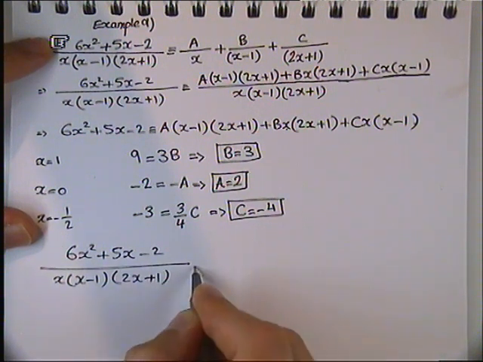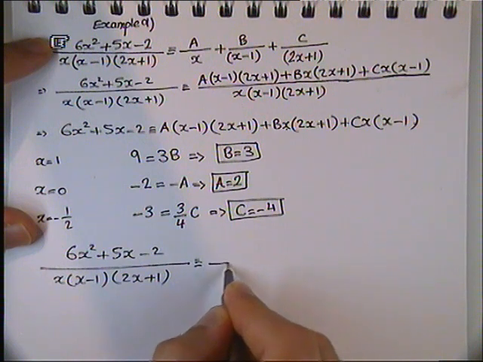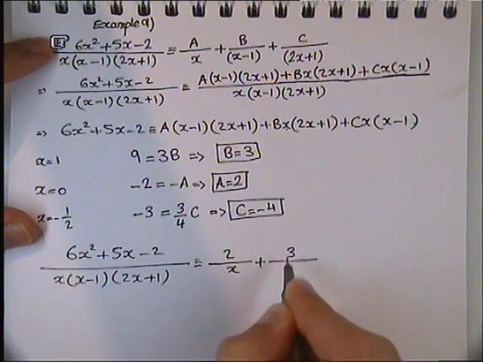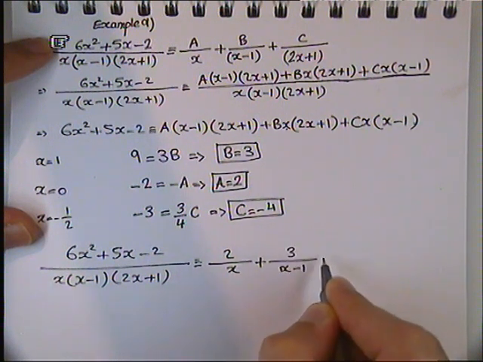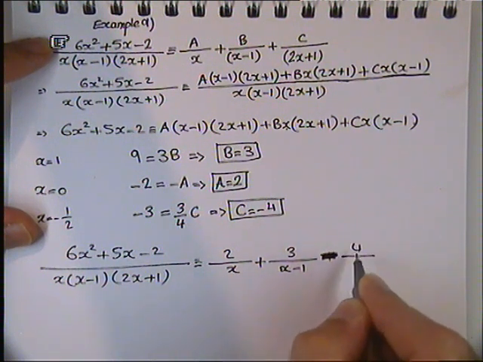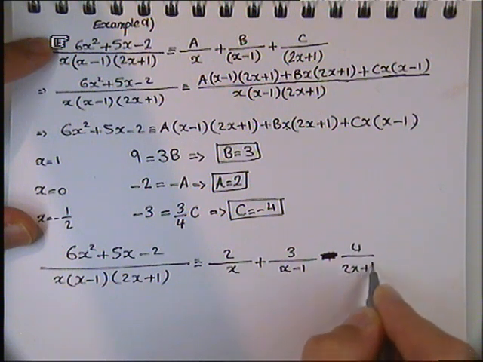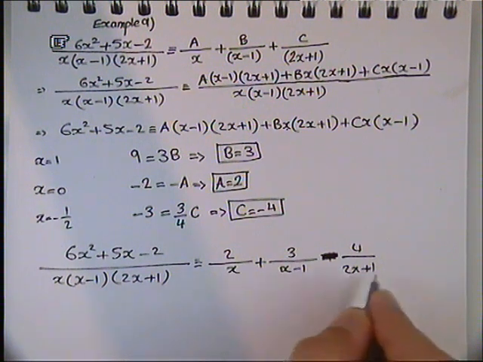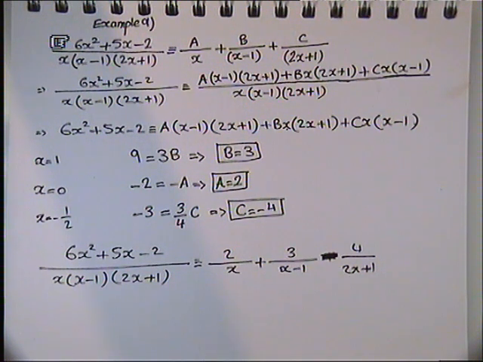Okay, so therefore 6x squared add 5x minus 2 all over x times (x minus 1) times (2x plus 1) is identical to 2 over x plus 3 over (x minus 1) plus, or minus rather, because it is minus 4, 4 over (2x plus 1). It's up to you whether to use brackets for the factors in the denominator or not.